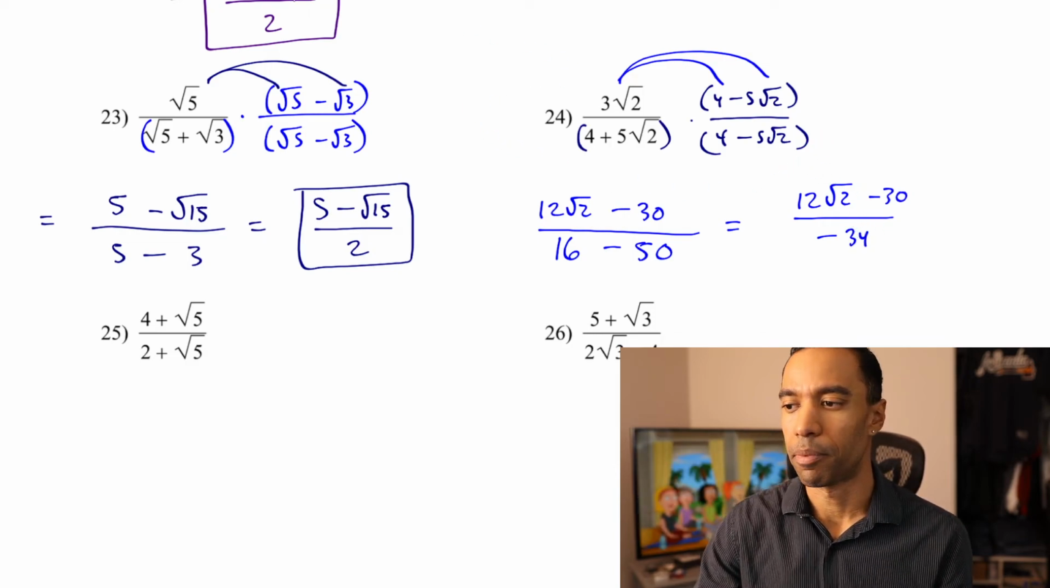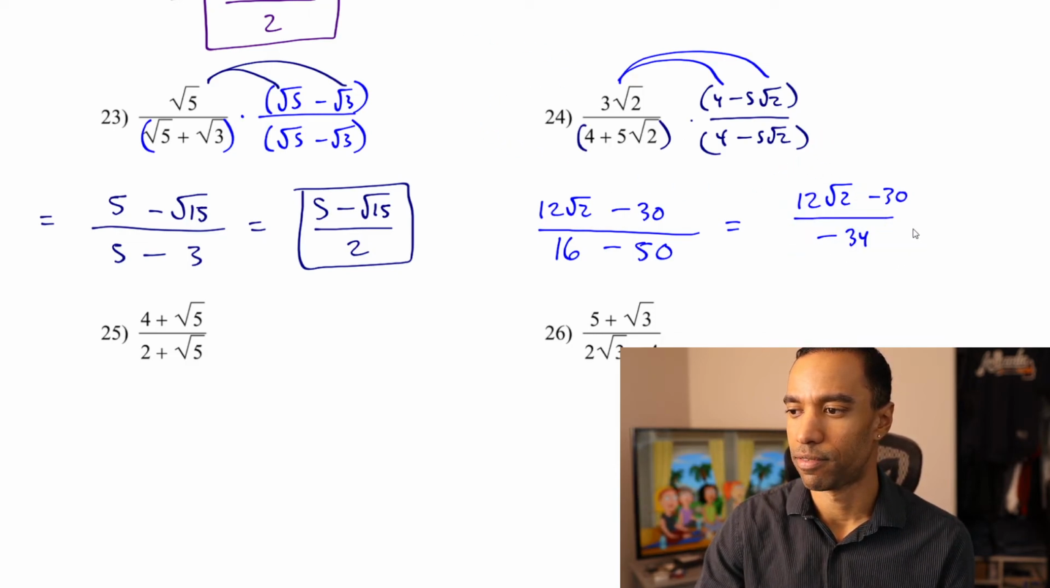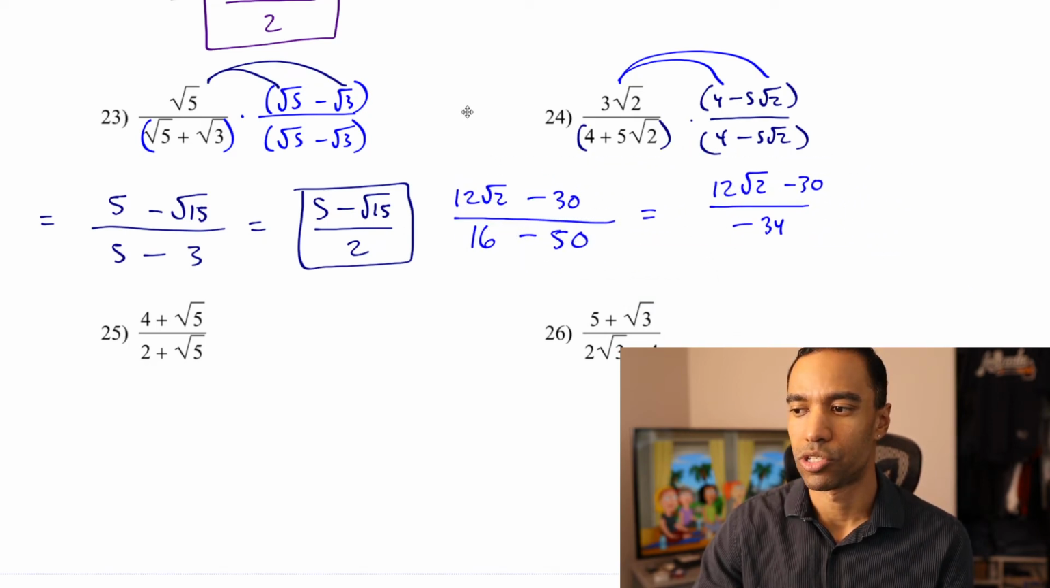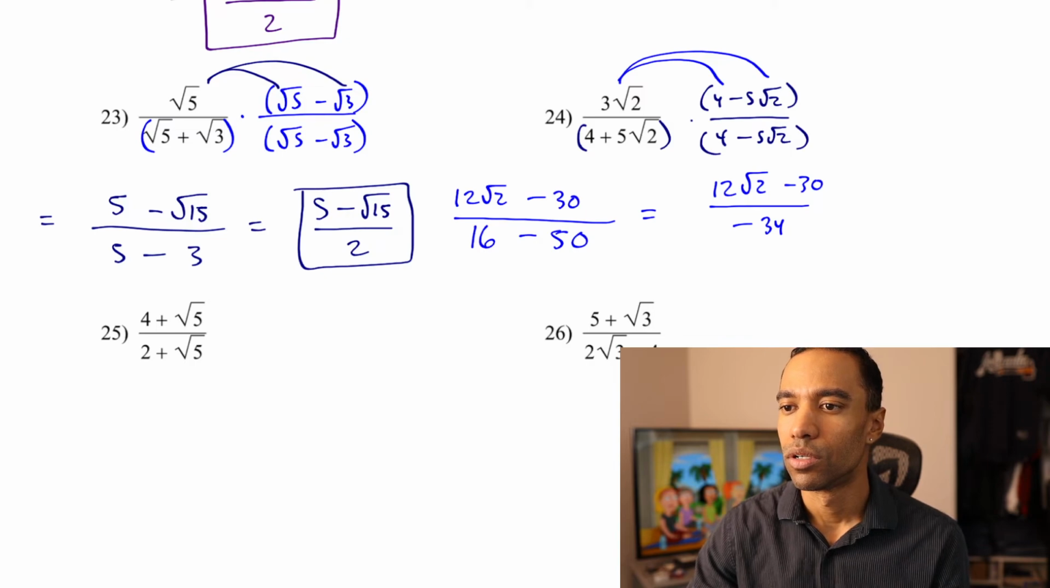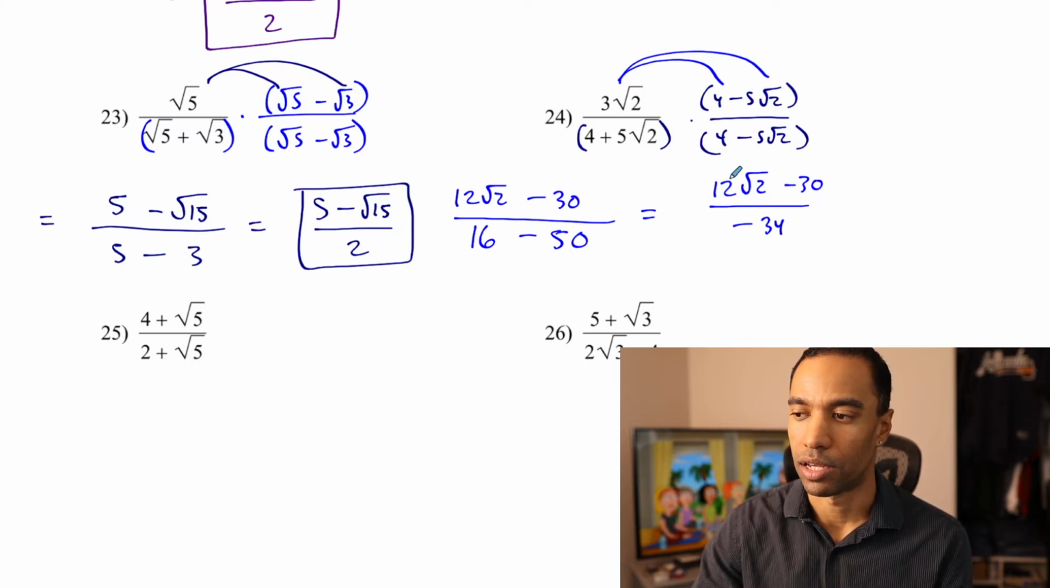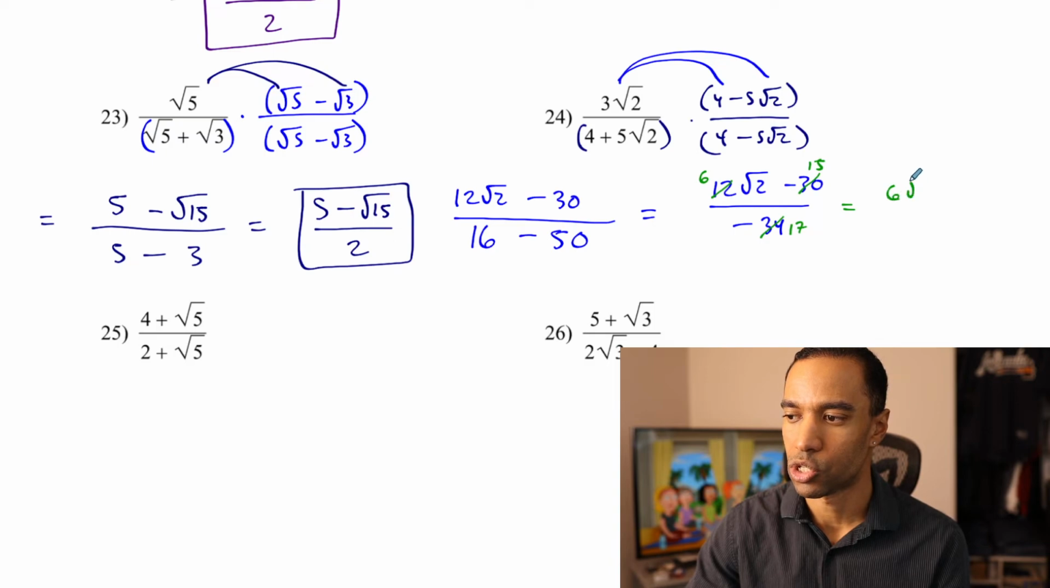All right, a couple things I'm going to do with this. First off, everything here can divide by 2, okay? Not the 2 in the root, the rational numbers. So this will be 6, this will be negative 15, and this will be negative 17. So this will become 6 root 2 minus 15 over negative 17.